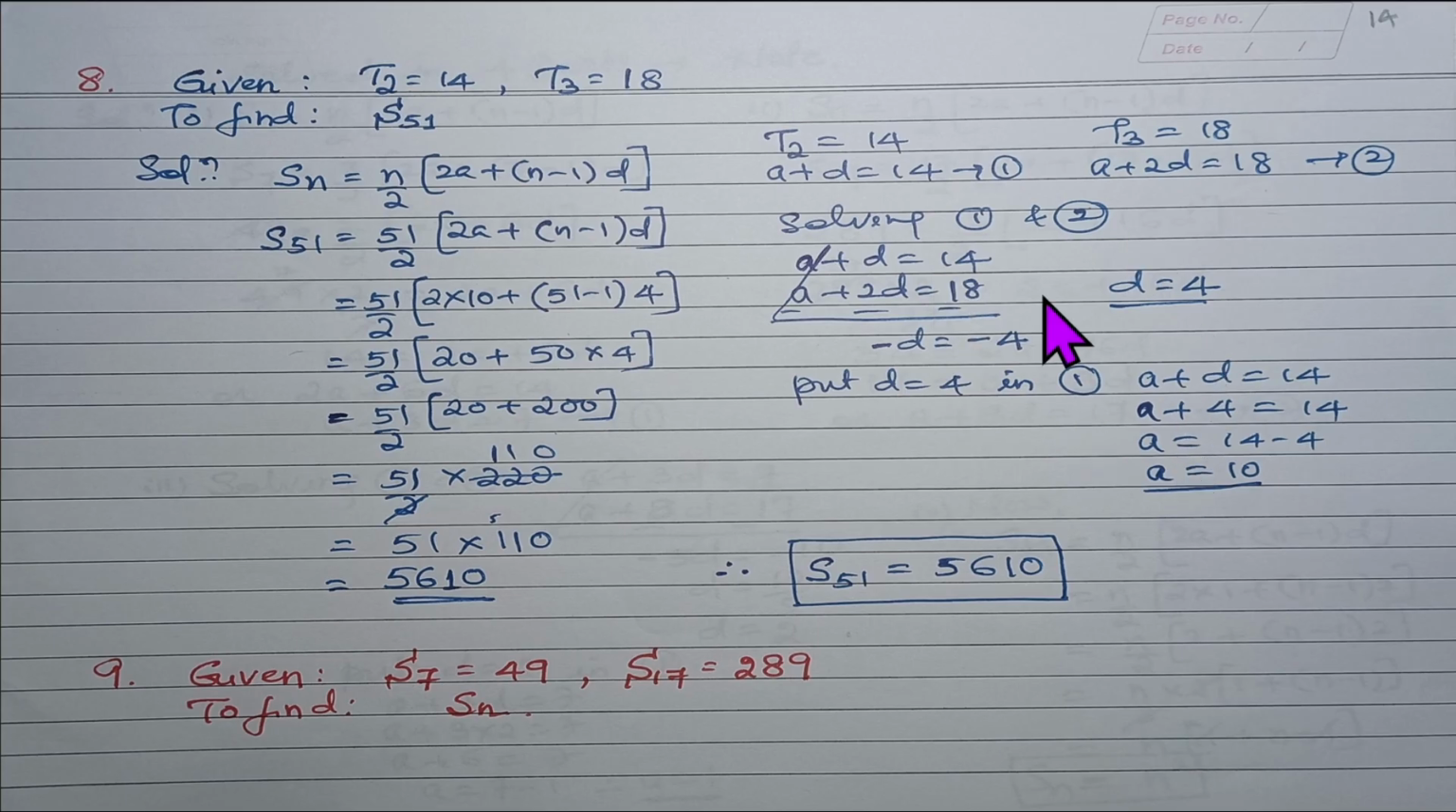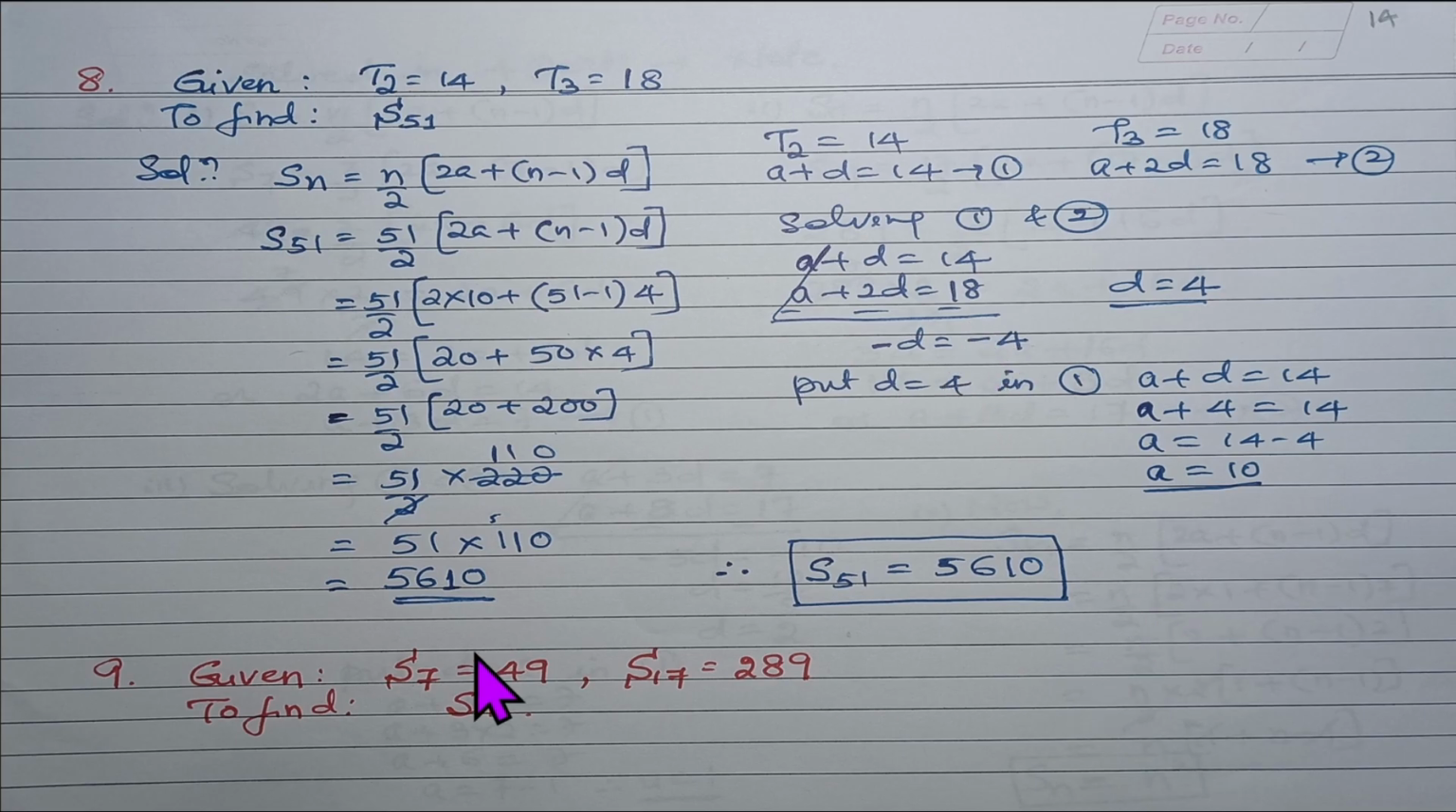Put the value of d in one of the equations, that means a plus d is equal to 14, a plus 4 is equal to 14, a is equal to 14 minus 4, a is equal to 10. So I have got the value of d as 4 and a as 10. Now I can substitute the values here: 2 into 10 plus 51 minus 1 into 4. By simplification we get 5610. So S51, the sum of 51 terms, is 5610. A very simple example, but you have to understand how to use the correct formulas and how to get the unknowns by solving two equations.